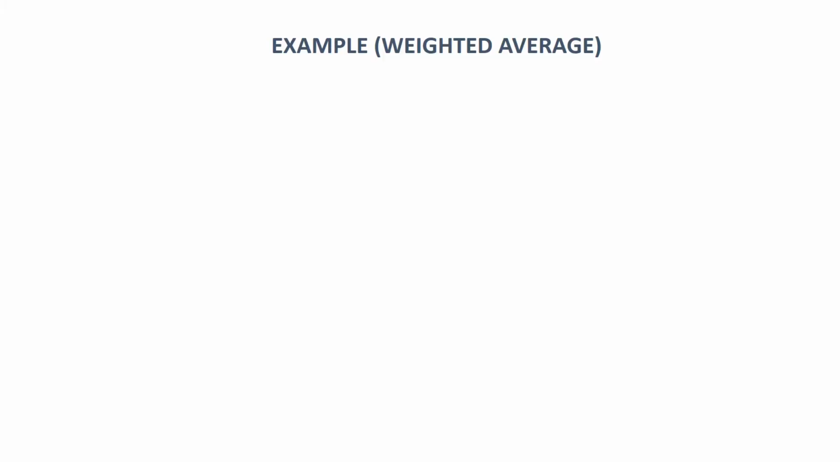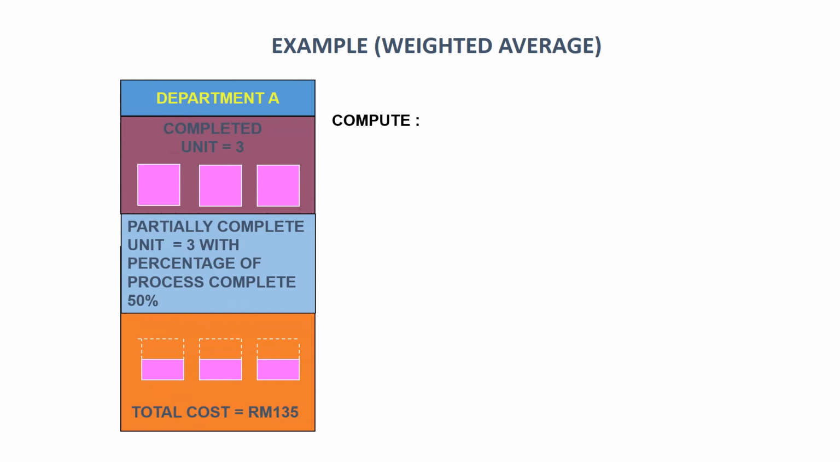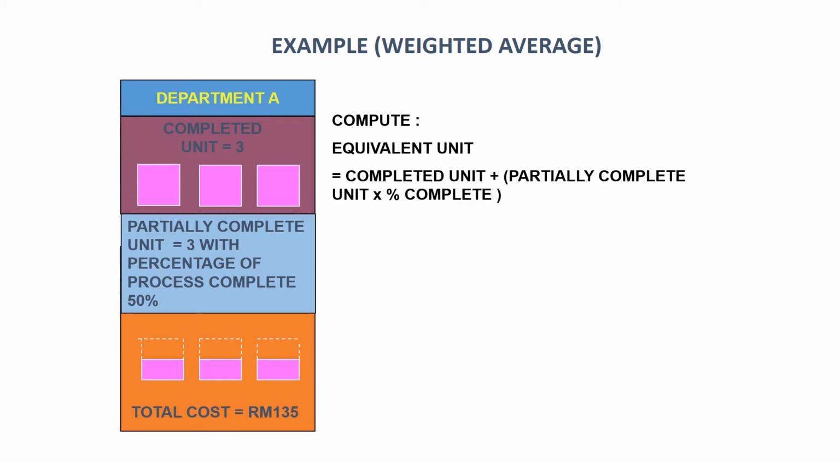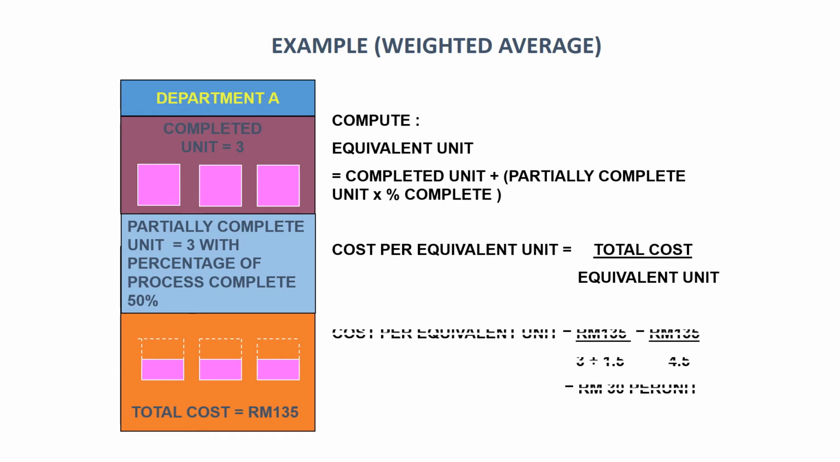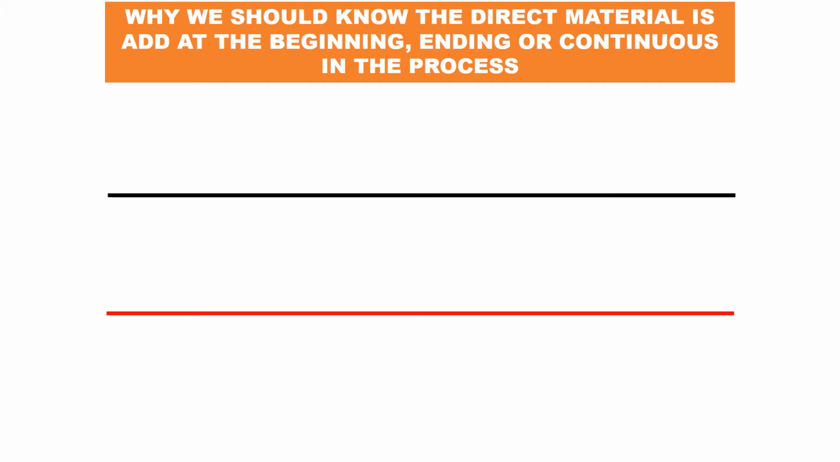Example, weighted average. First step is to compute the equivalent unit. EU equals completed unit plus partially complete unit x percent complete. Cost per equivalent unit equals total cost divided by the equivalent unit. Cost per equivalent unit equals RM135 divided by 4.5 equals RM30 per unit. Adding the direct materials in the process depends on whether it's in the beginning, in the middle or at the end.